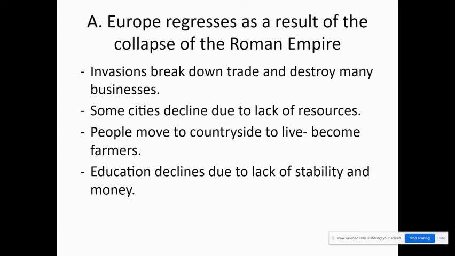And then education declines due to the lack of stability and money. So people don't have businesses. People are moving to the country. No one can get resources. And now we don't have education at the time, and there's just no stability. It's hard to send the kids to school if the village is on fire.